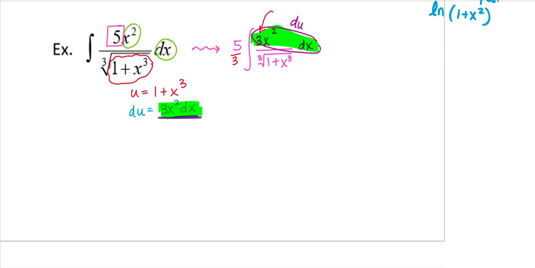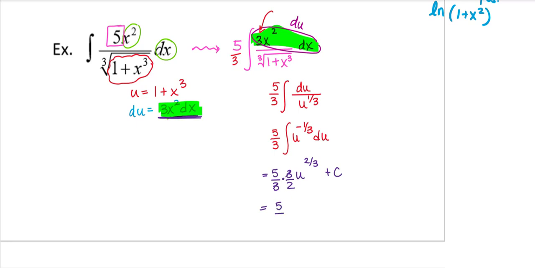So really what my antiderivative looks like is 5/3, and then it becomes du over u to the 1/3. Or in other words, 5/3 u to the negative 1/3 is what I'm antidifferentiating. So now I'm just using power rule. I will add 1 to that exponent. So if I add 3/3, I get positive 2/3. And instead of dividing by that 2/3, I will multiply by its reciprocal 3/2.